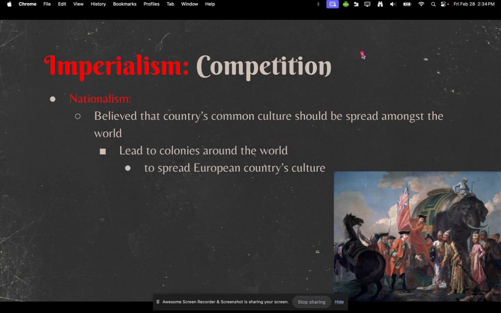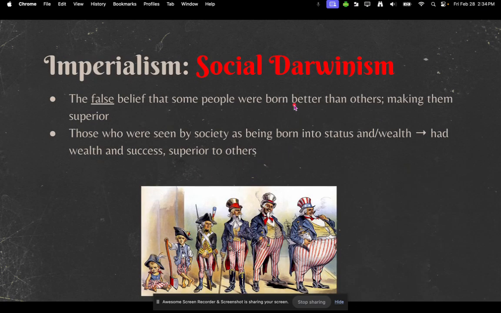Also, nationalism believed that the country's common culture should be spread amongst the world. So this really led to colonies around the world spreading those European cultures. I mean, for example, you can look at the United States. That was a colony, and it was first established by the British, especially those 13 colonies. The British speak English. Here in the United States, the majority of people speak English as well. So still connecting to the present day.